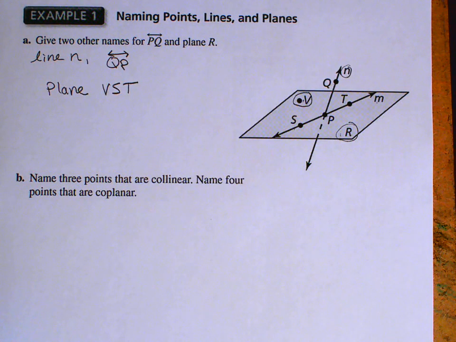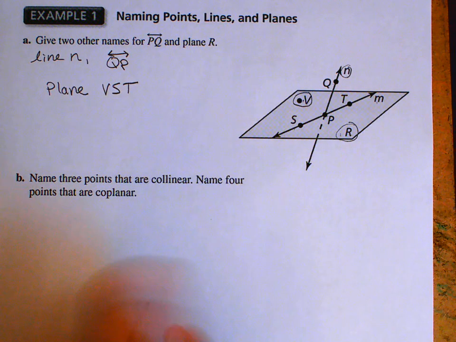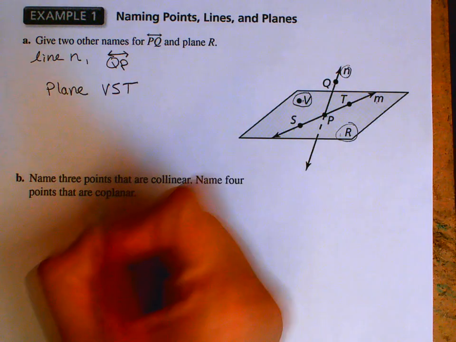Now it says name 3 points that are collinear. Remember, collinear means that they're on the same line. So here's easy, S, P, and T.